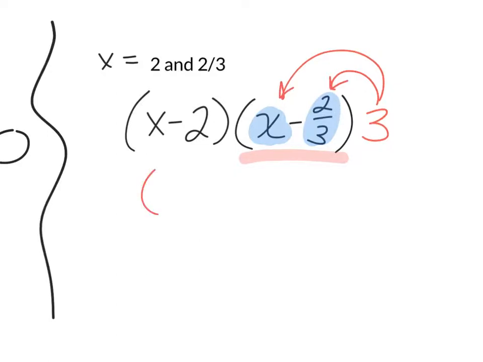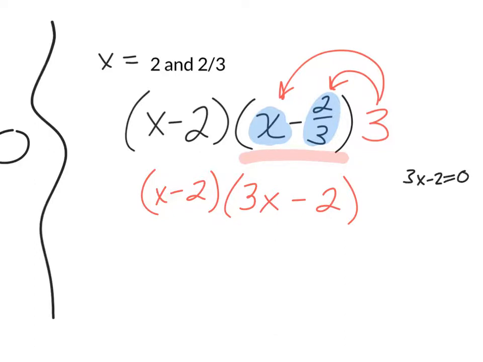So I'll still have my x minus 2 here, but now instead of x minus 2/3, I'll get 3x minus 2. Which again, just as a quick aside here, 3x minus 2, if that equals 0, that means that 3x equals 2 and x equals 2/3, which is where we started.